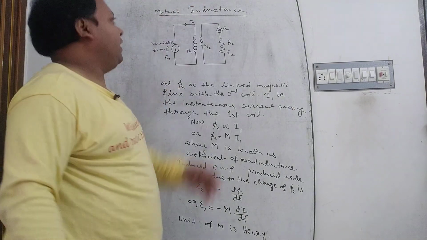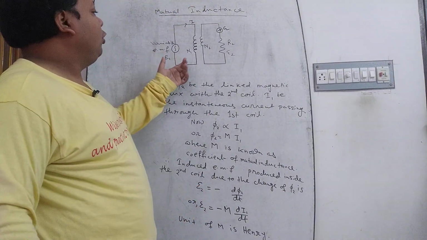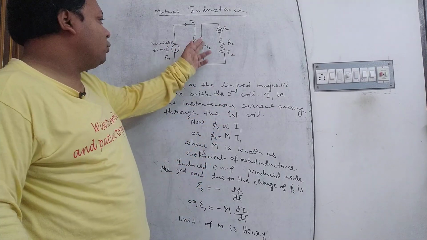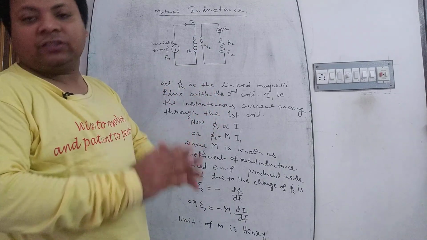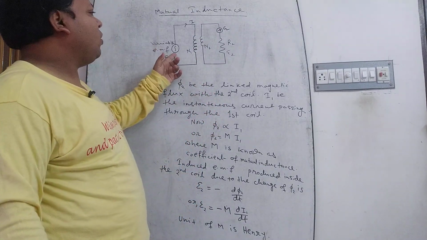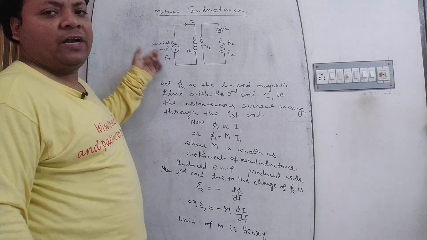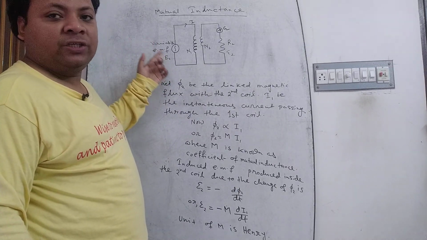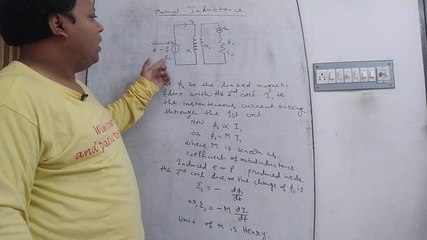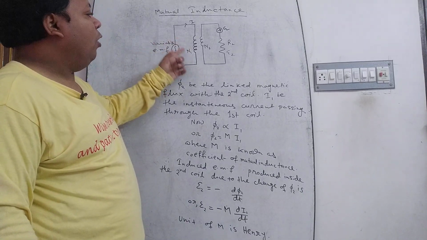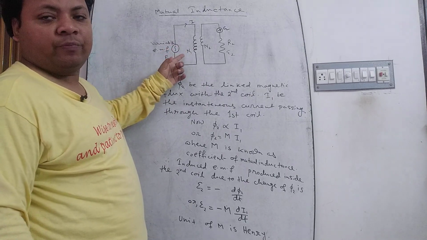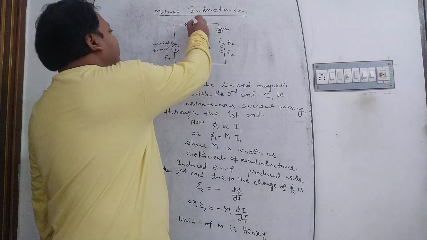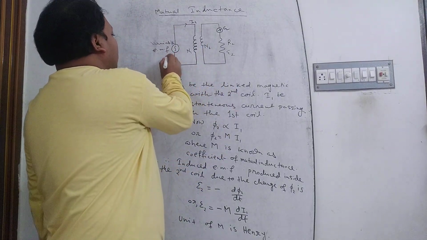Now mutual inductance. Let two coils be well attached and insulated. The first coil is connected with a variable source of EMF, and the EMF of this source is E1, the number of turns of the first coil is N1, and the current passing through the first coil is I1.